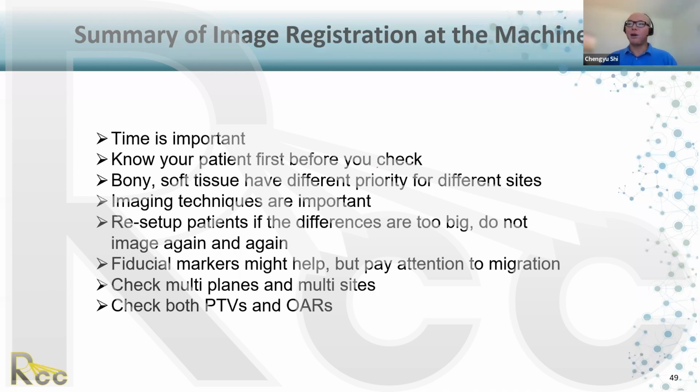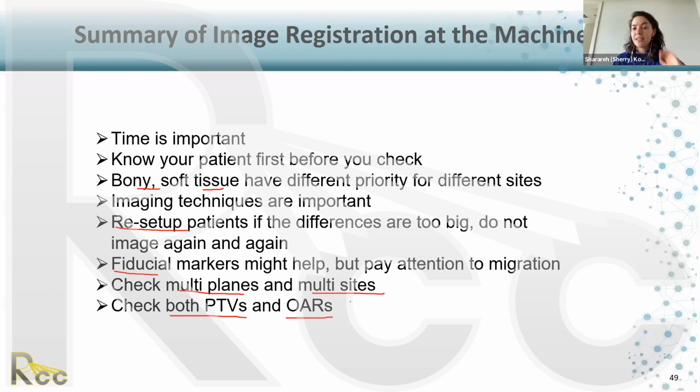Know your patient before you check it, and bony, soft tissue, or contrast help checking. Image technology, kV, or MV, or CBCT. Reset up the patient if you really feel it's necessary, okay? Fiducial markers might migrate, okay? You check it, it's good, but they may migrate, so make sure you double check it. Check multi-plane, multi-slice. Pay attention to both PTV and OARs, okay? Great. Any questions? Thank you so much.